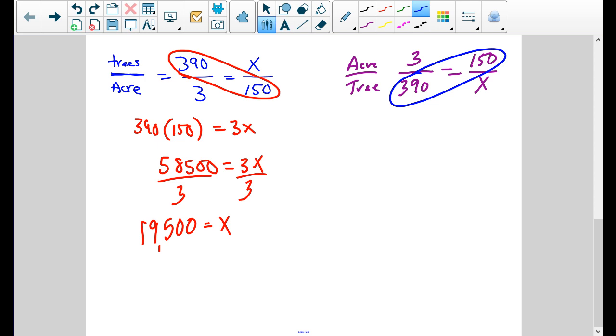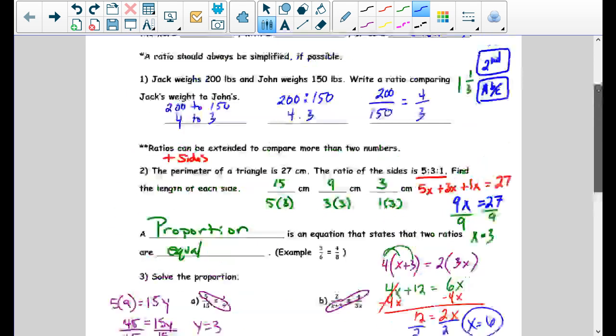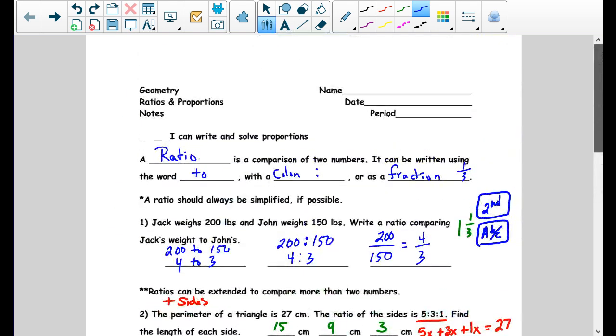Okay? Alright, so that's ratios and proportions. That's it. Pretty basic. Okay? Again, a lot of stuff you've already done before. So that's why we're only going to spend 3 days on it.